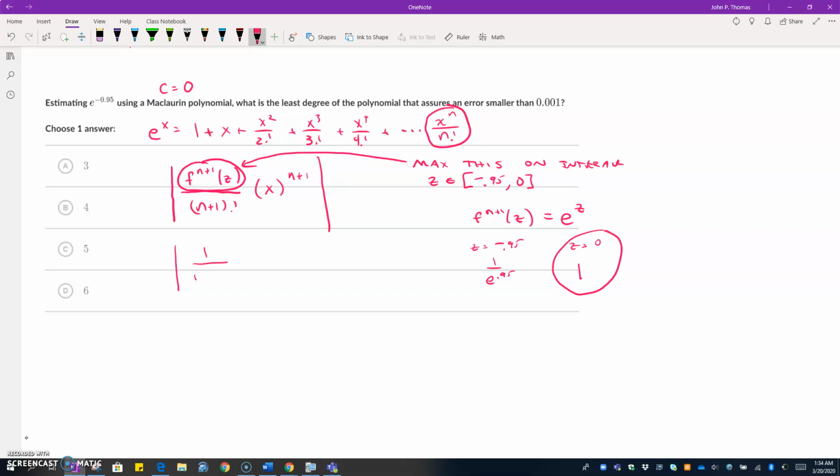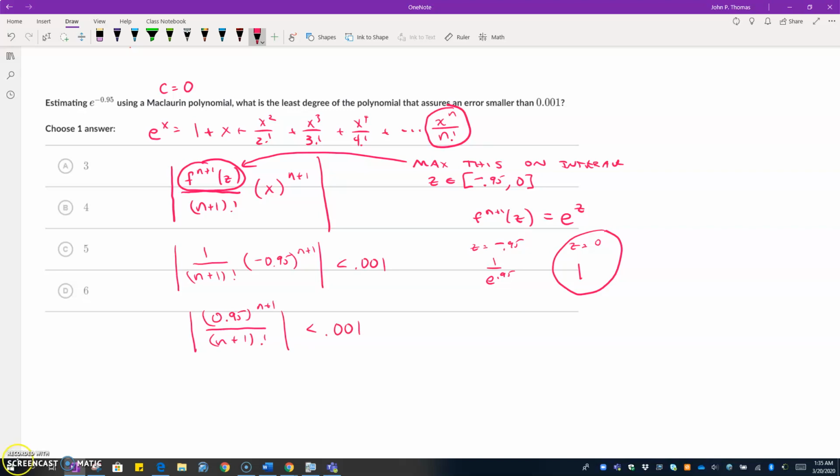So I've got 1 over n plus 1 factorial. My x that I'm concerned about is negative 0.95, raised to the n plus 1, and I want that to be less than 0.001. Now I'm going to clean this up a little bit. It's absolute value, so the negative really doesn't matter. So I've got 0.95 to the n plus 1 over n plus 1 factorial, and that is less than 0.001.